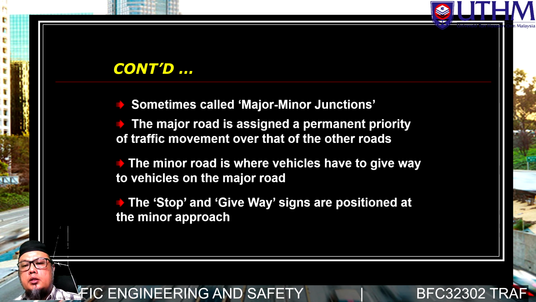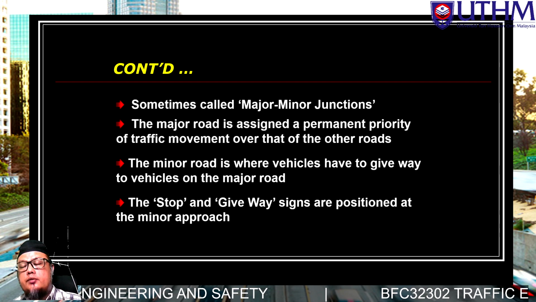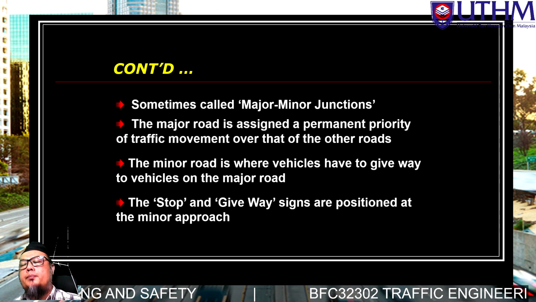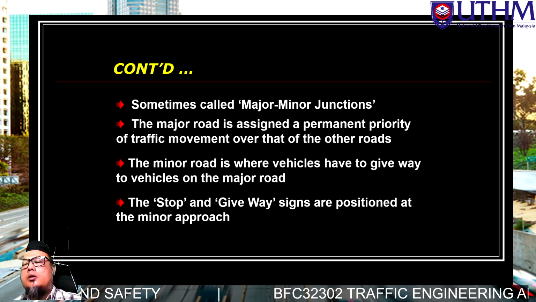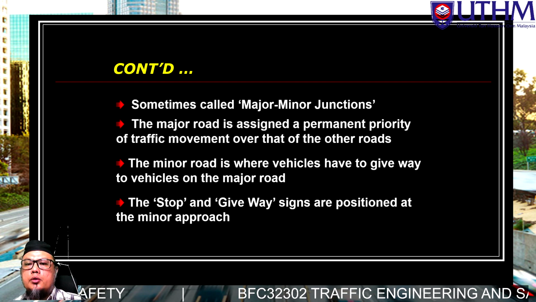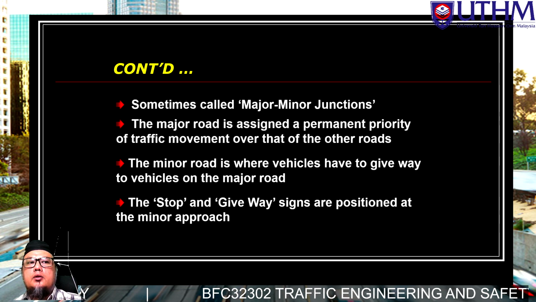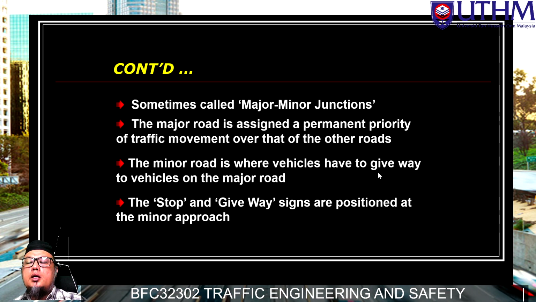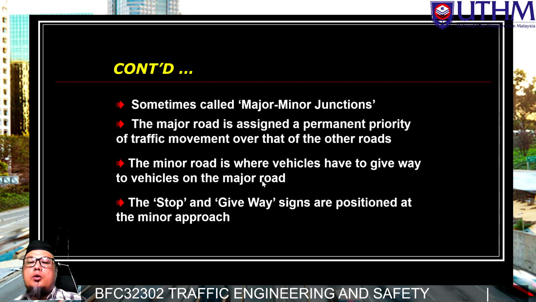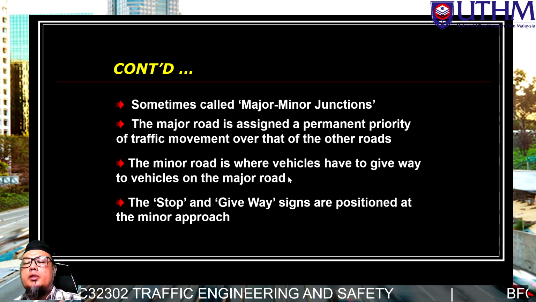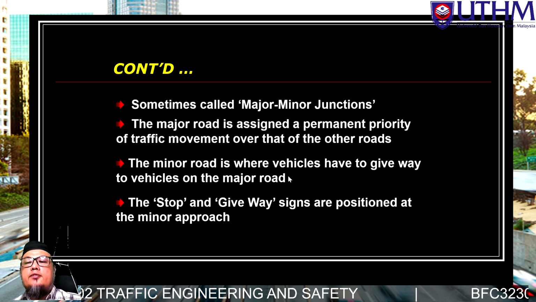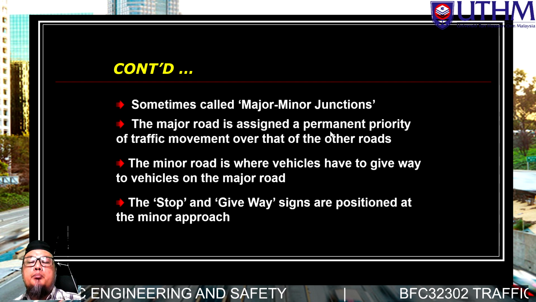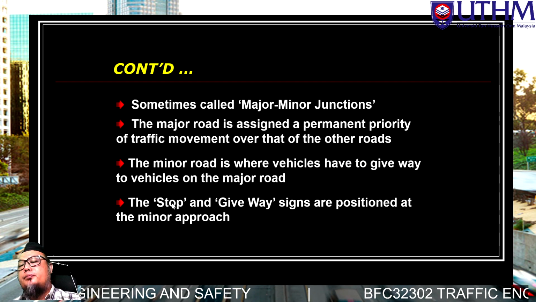In reality, they have a class for the road itself, which is an arterial road, a local road, or a federal road, or a trunk road. It's a different class from the other roads. Later we will look further. The minor road is where vehicles give way to vehicles on the major road. So the minor road always gives way to the major road, because the major road is considered permanent, keep moving.